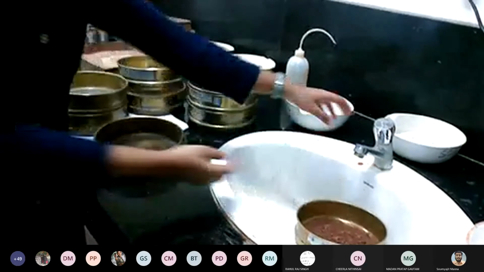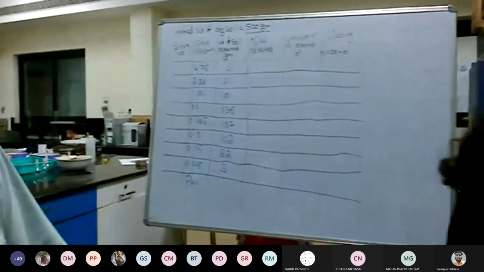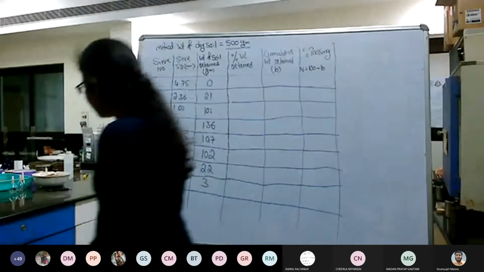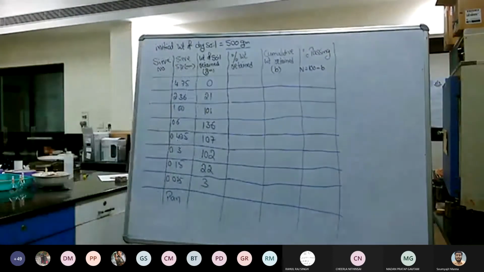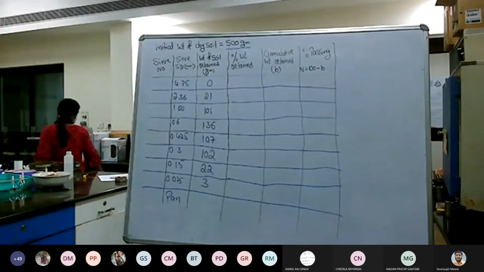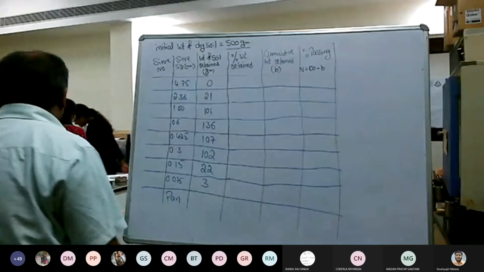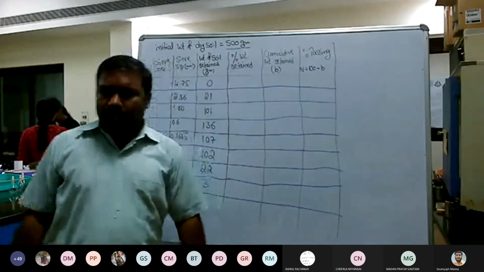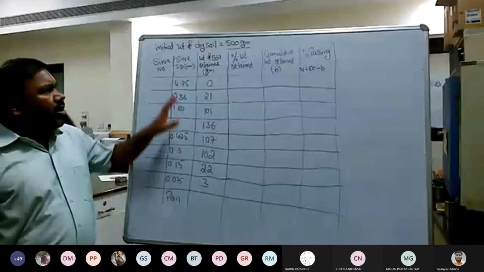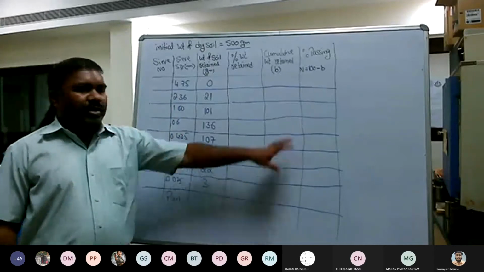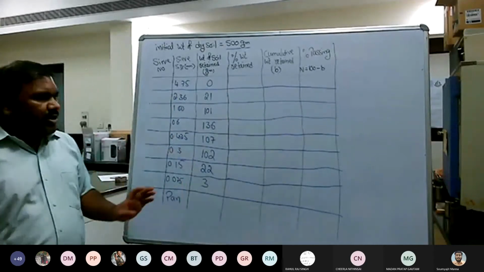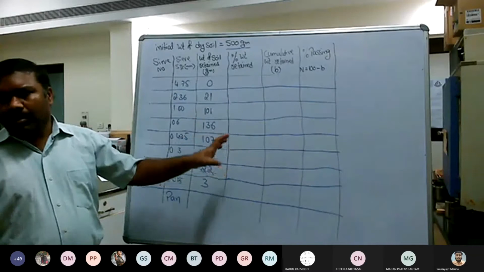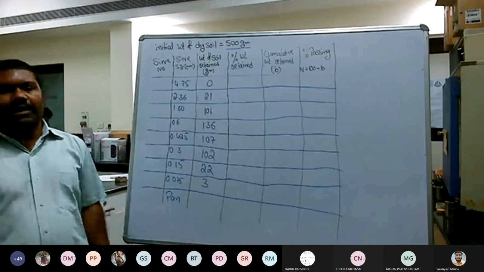So now we are moving to the whiteboard. That completes the demonstration on the wet sieve analysis as well as the dry sieve analysis. I have given all the data for the dry sieve analysis, so it is your duty to fill up the table and submit it in the form of a record.